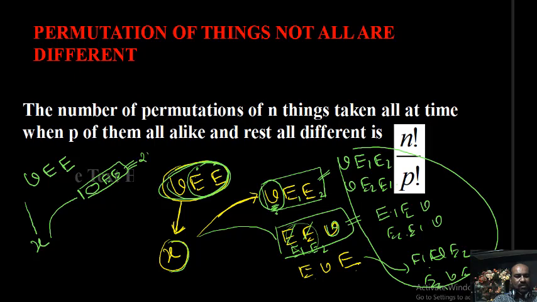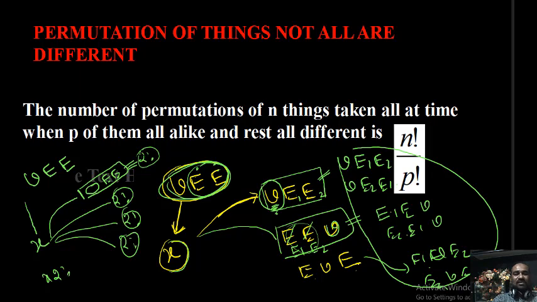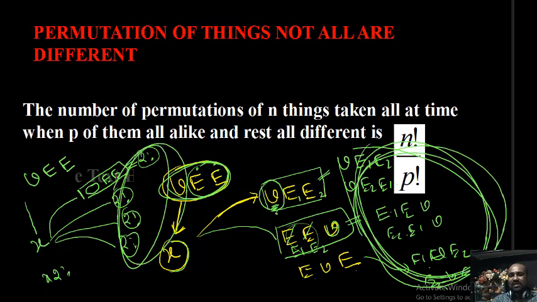Another x gives another 2 factorial permutations. Another x gives another 2 factorial linear permutations. Another x gives another 2 factorial linear permutations. How many do you have? 2 factorial plus 2 factorial plus 2 factorial plus 2 factorial, x times 2 factorial. These x times 2 factorial are nothing but 3 factorial.